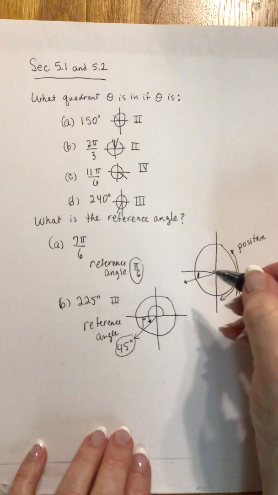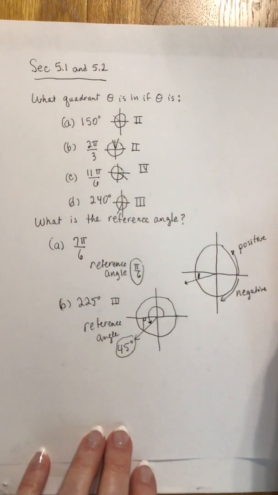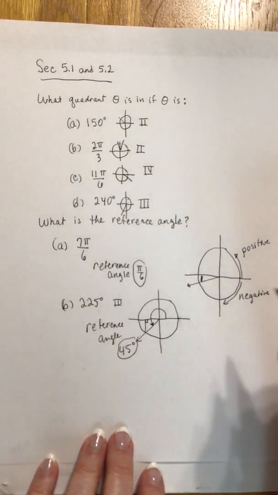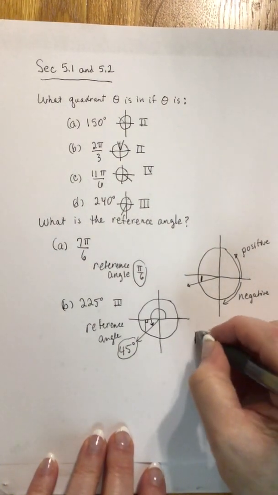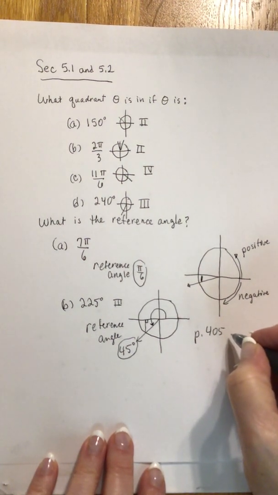Now we keep talking about all these angles, and we talk about trigonometric functions. So now we're going to look at that idea as what is a trigonometric function. One thing before I leave this part about reference angle, if you look on page 405 of your textbook, it gives you some examples of reference angles.